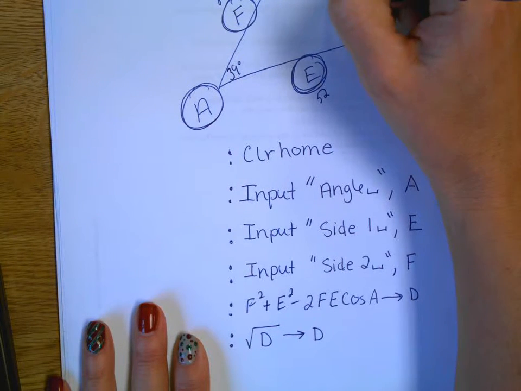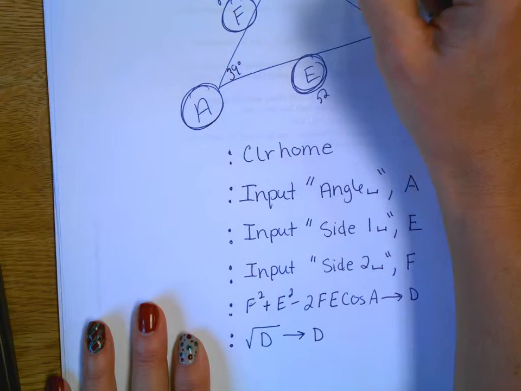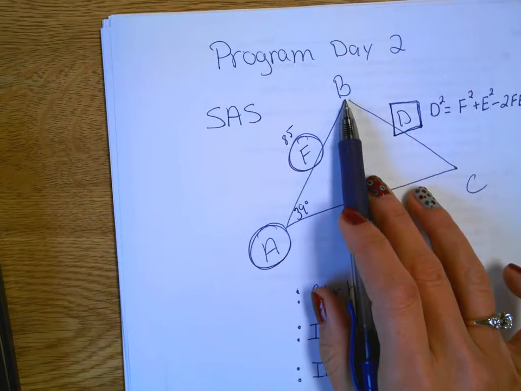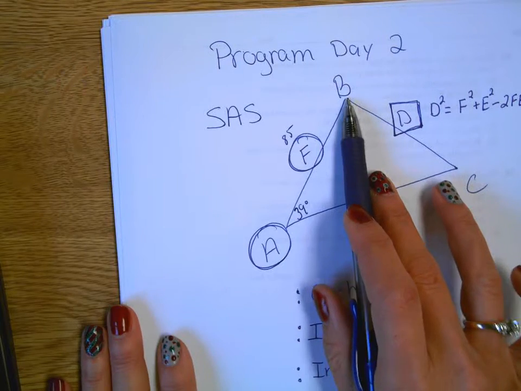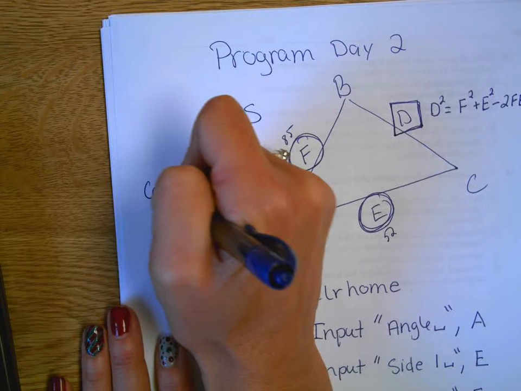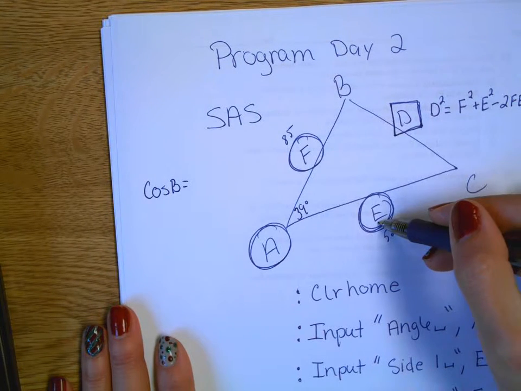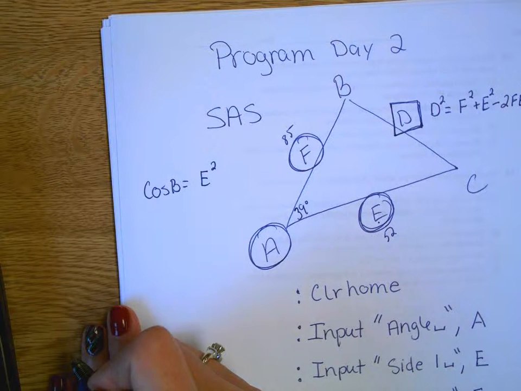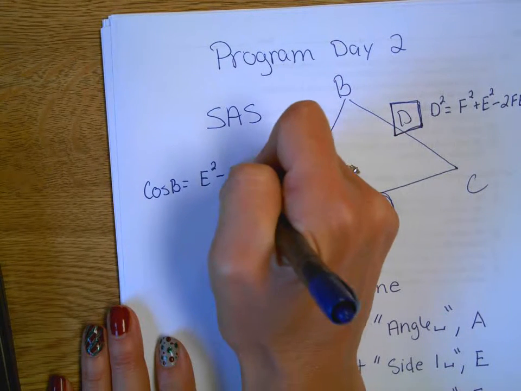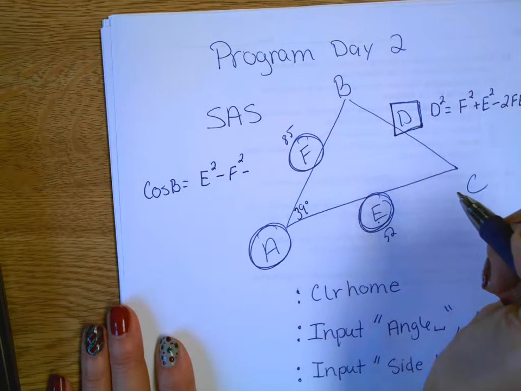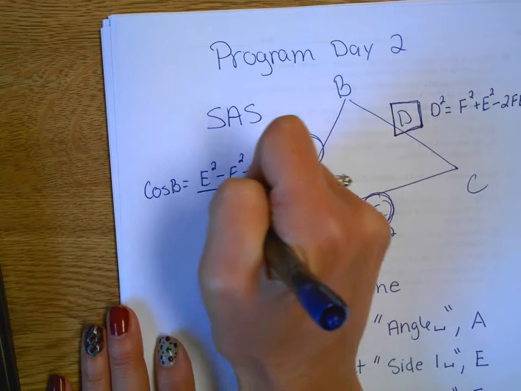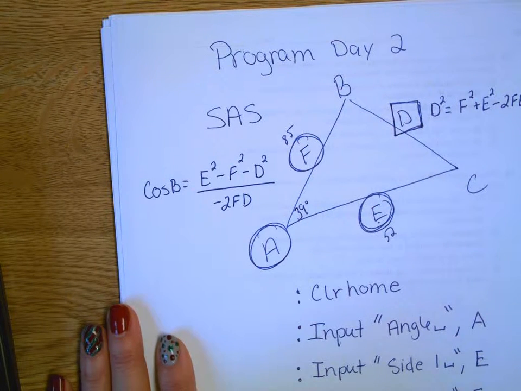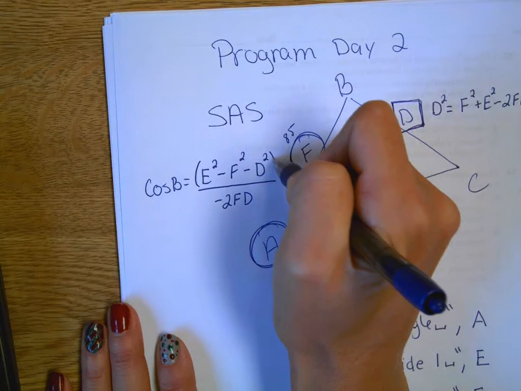So, I now know D. Okay. We still have to find angle B or angle C. Let's go with angle B. Angle B, and let's use law of cosines to find angle B. So if you remember, you got to start out cosine of B equals, and we have to start with the side across from it, so it will be E squared, minus F squared, minus D squared, divided by negative 2 times F times D. And if you type this all in one line, what do you have to remember? Parentheses around the top and bottom.